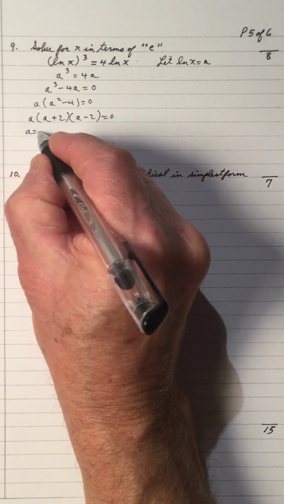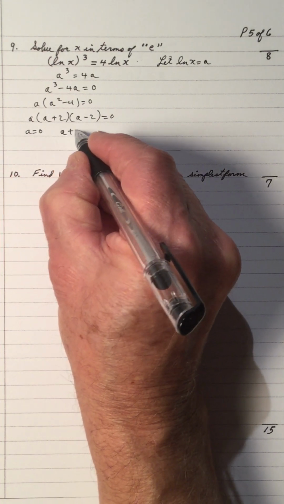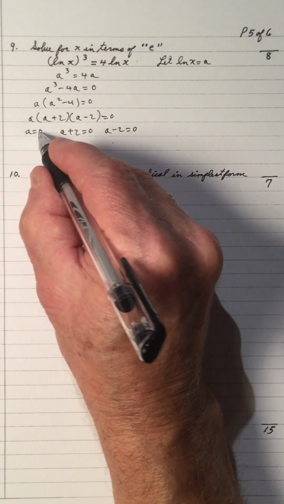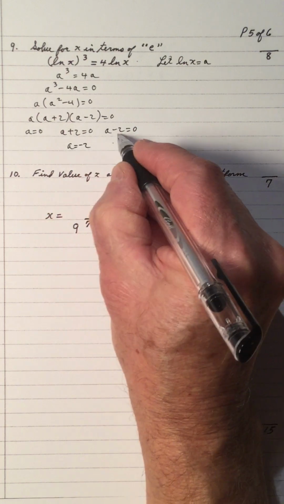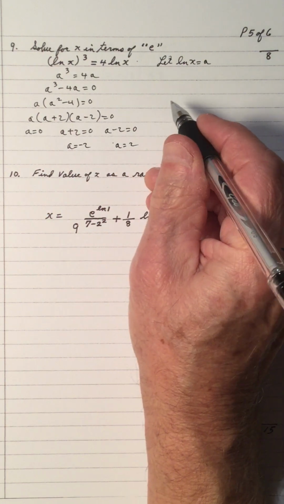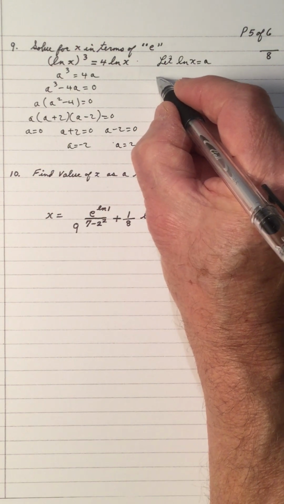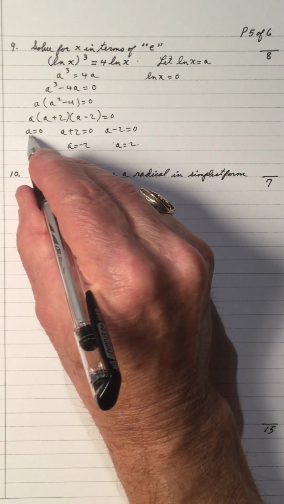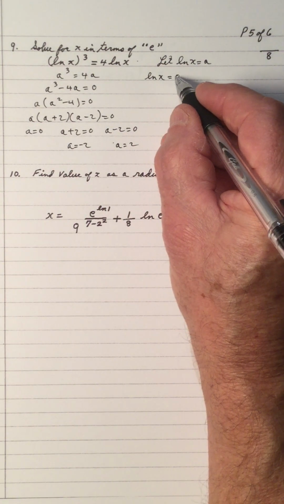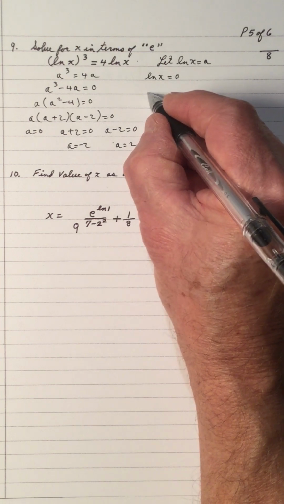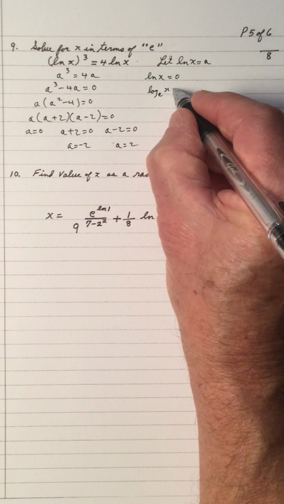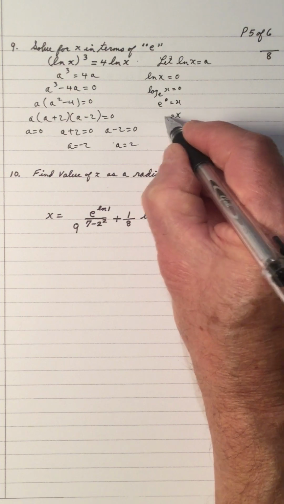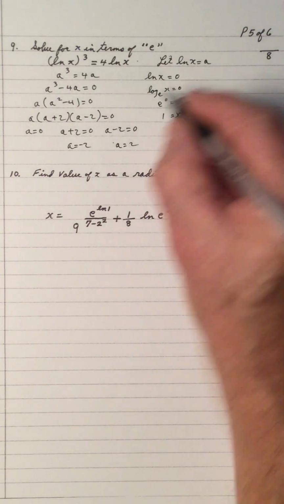So that means I have a is equal to 0. I have a plus 2 is equal to 0, or a minus 2 is equal to 0. So here a is 0, right here a is negative 2, and right here a is 2. So if a is 0, that means a is ln x equals 0. So a is ln x. So if ln x equals 0, so we have log base e of x equals 0. So e to the 0 equals x. So x equals 1. And we have another one.